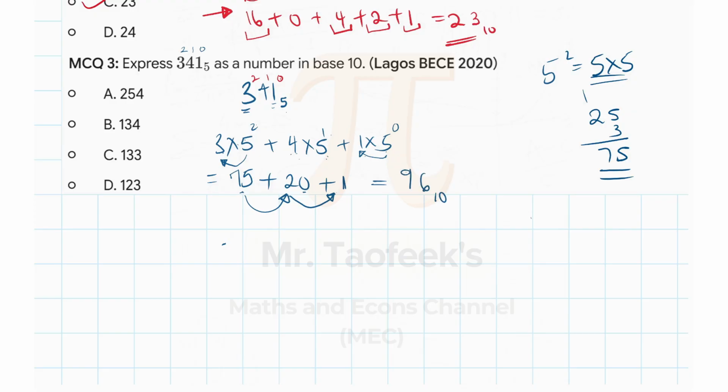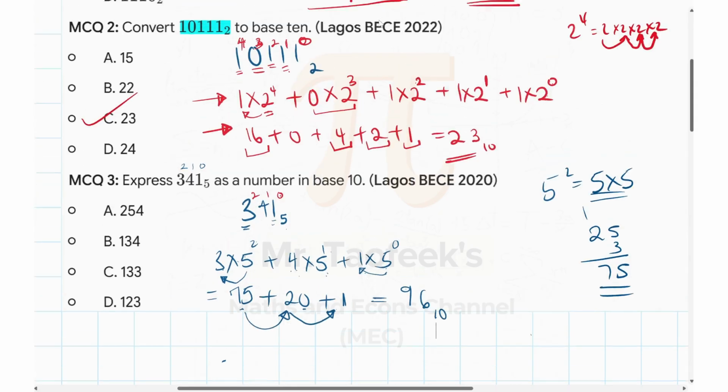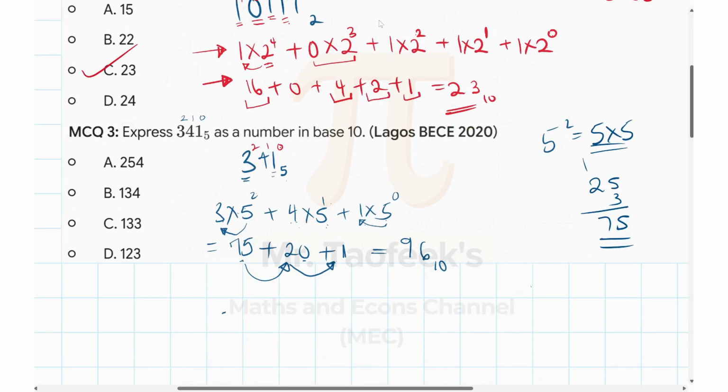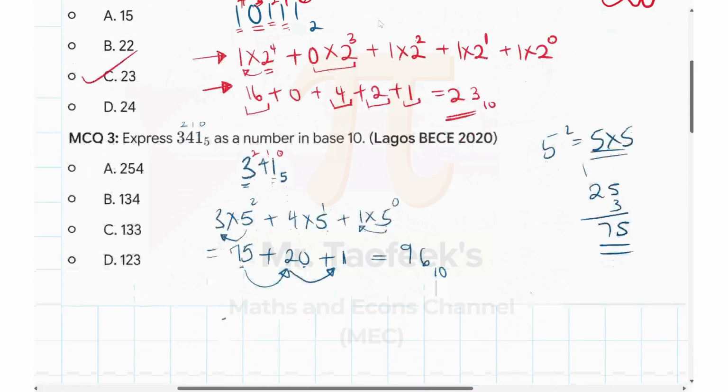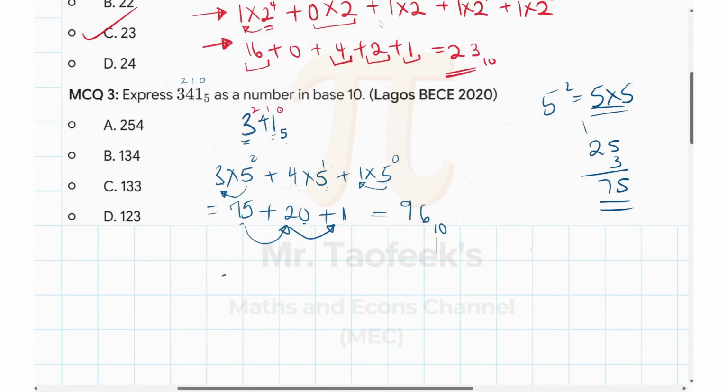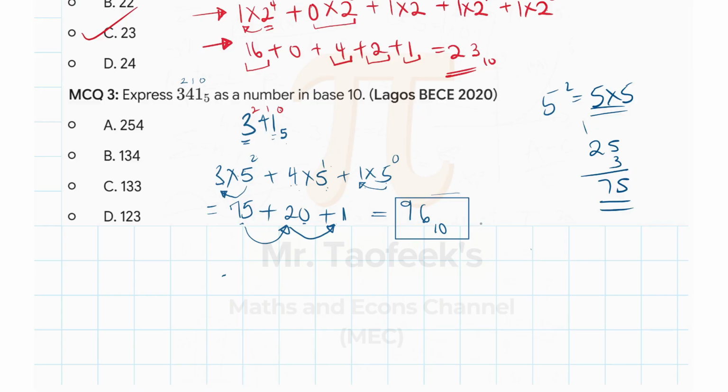I believe I've not done anything wrong. The options don't even look like what we got, so I think there might have been a mistake in the options. Therefore, we must be correct. Express 341 base 5 as a number in base 10, just the way we did in the previous question. There could have been a mistake in the process of getting the question. So the answer to this is 96 base 10.